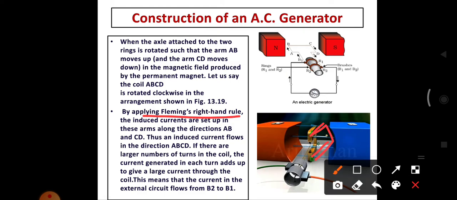See here, this coil has a large number of turns. If there are a large number of turns in the coil, the current generated in each turn adds up to give a large current through the coil. This means that when the current flows through ABCD, in the external circuit the current is flowing from B to B1.